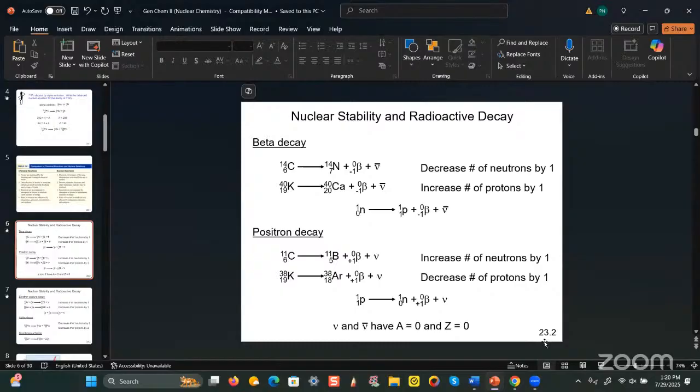And let's talk about different types of nuclear decay. And how can we tell whether or not a particular nucleus will decay? In other words, is there any way of making any predictions as to whether or not a particular nucleus will be stable?